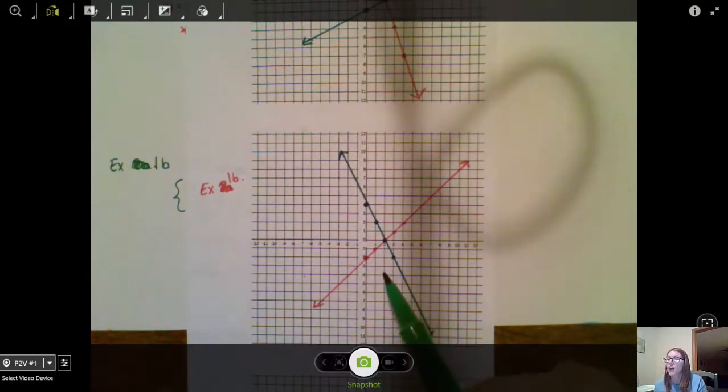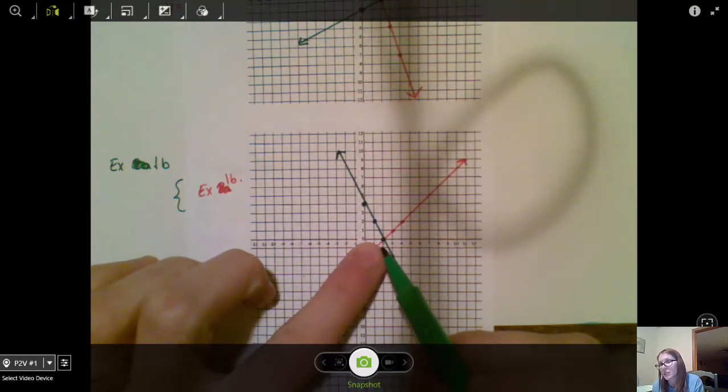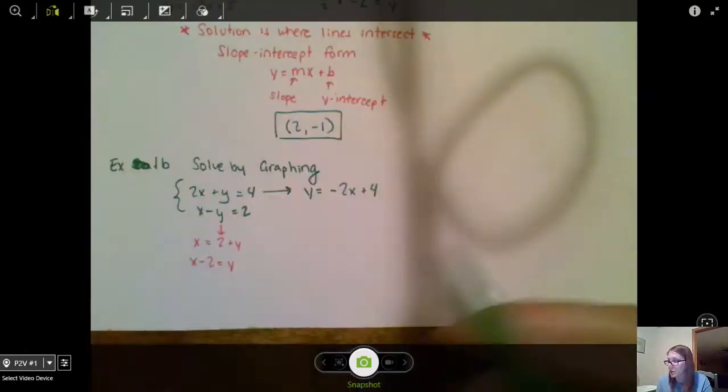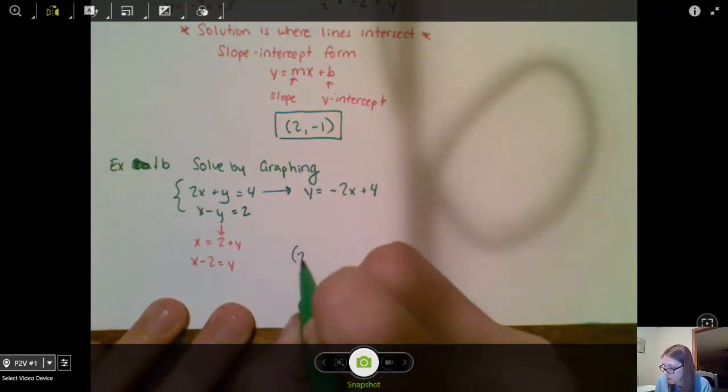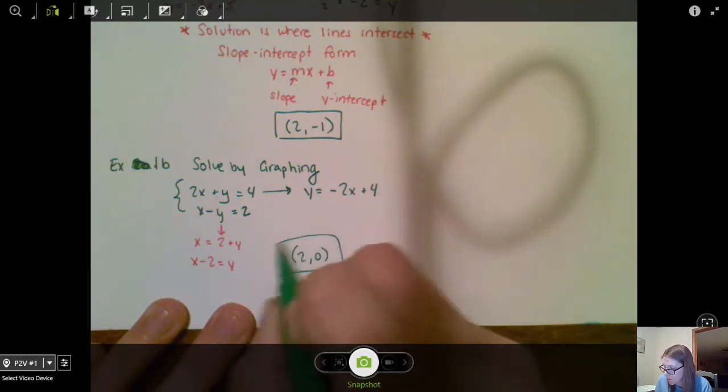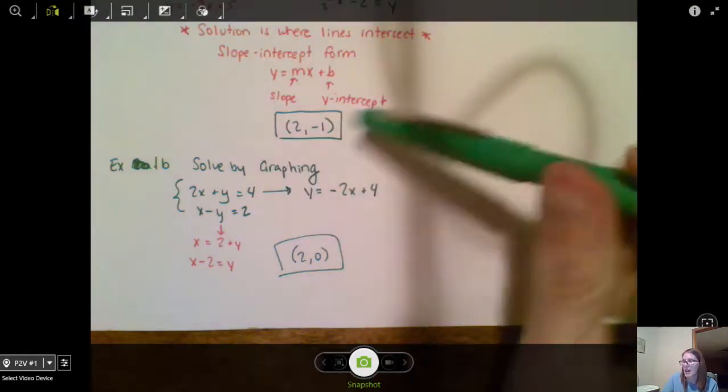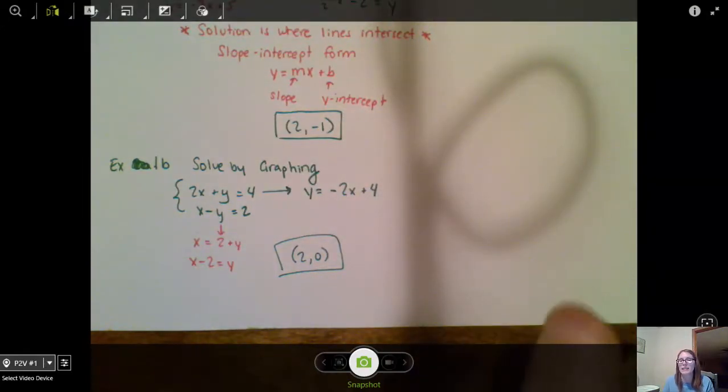Looking at our graph, our 2 lines definitely intersect. At this point right here, (2, 0), that is our solution. In between example A and example B, it's a total coincidence that both have an x-coordinate of 2 for our solution.